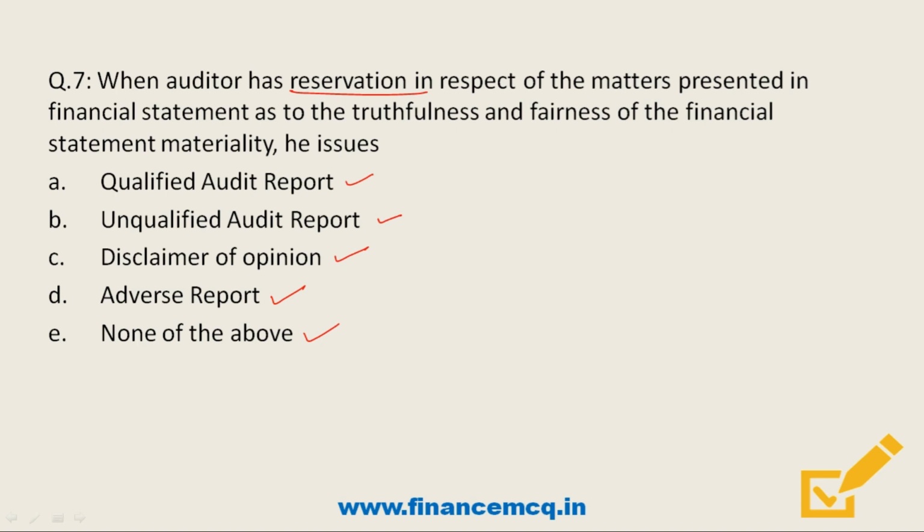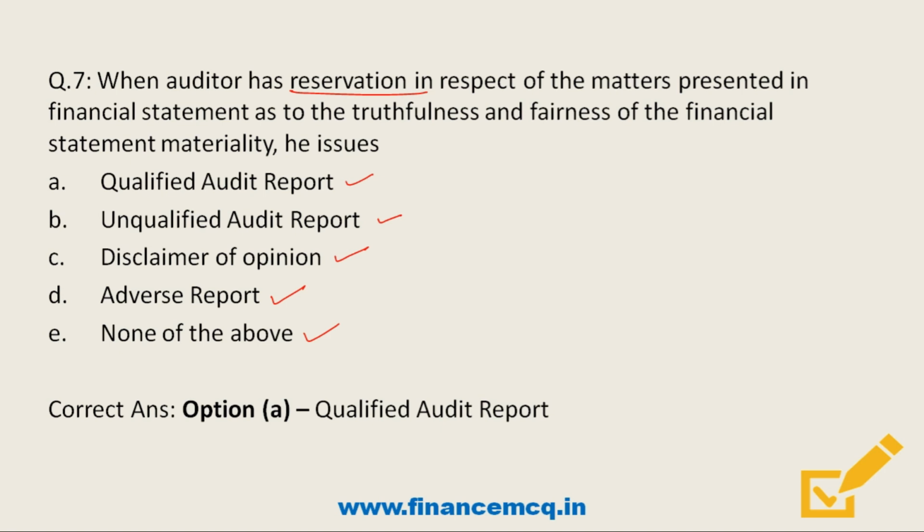So friends, here the auditor has reservation with respect to certain matters presented in financial statement. So in this case, he will issue a qualified audit report, that is option A. And what are the other options? Let's understand. So first is unqualified audit report. So friends, unqualified audit report is issued by auditor when the books of accounts are free from any defects, while disclaimer of opinion is issued if the auditor fails to obtain the required information and explanation or any books of accounts so as to form an opinion. So in that case, he will issue a disclaimer of opinion.